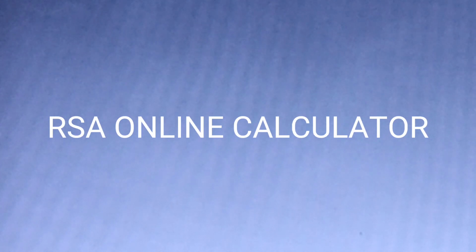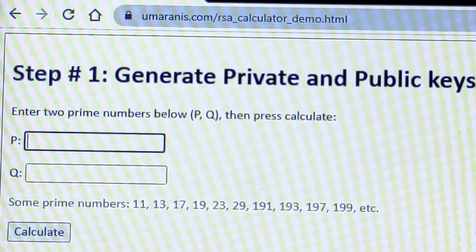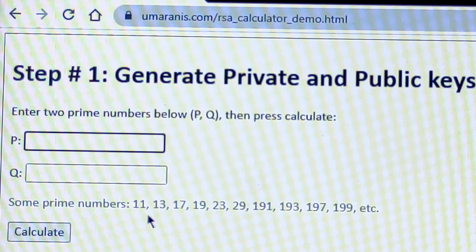So for today's video, we will discuss how the RSA online calculator and elliptic curve online calculator work. So let's start. Step number 1: Generate private and public keys. Enter two prime numbers below, P and Q, then press calculate. So we have here some prime numbers: 11, 13, 17, 19, and so on.